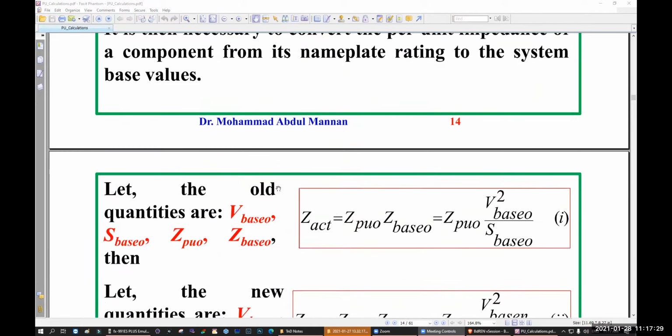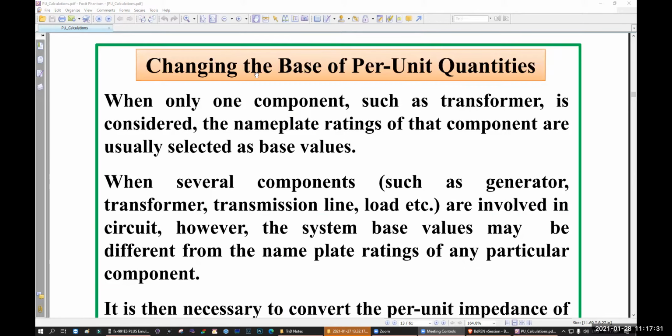Okay, this is called changing the base of per unit quantities. If your base is changed, then what will happen? When only one component, such as a transformer, is considered, the nameplate rating of the component are usually selected as base values. When several components, such as generator, transformer, transmission line, load, etc., are involved in the circuit, however, the circuit base values may be different from the nameplate.